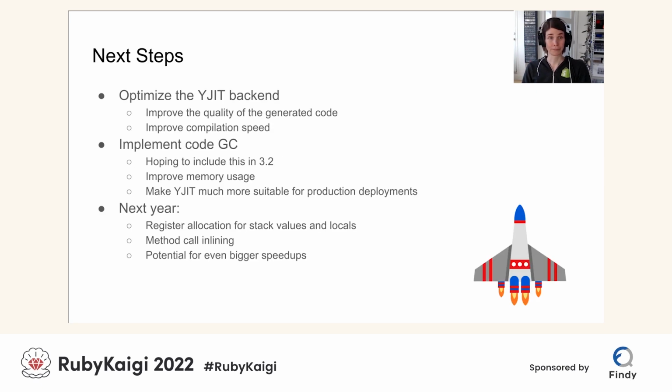So looking forward, in terms of next steps, we want to optimize the new backends. We want to improve the quality of the code that we generate. We also want to improve compilation speed, so the speed at which YJIT generates machine code. We're also going to work on implementing CodeGC this year. I'm hoping that we'll be able to include this in Ruby 2.2. This would go a long way towards improving the memory overheads of YJIT, which would in turn make YJIT a lot more suitable for production deployments. Next year, I think we should look at register allocation for stack values and locals and method call inlining. This would also have the potential for much bigger speedups.